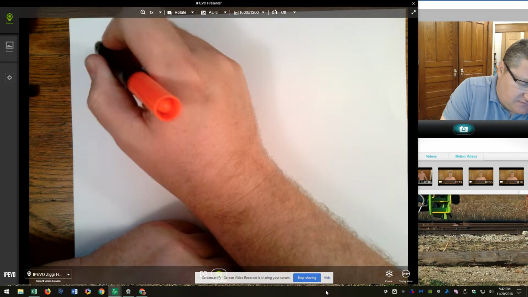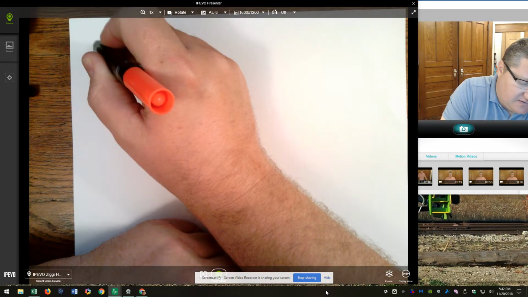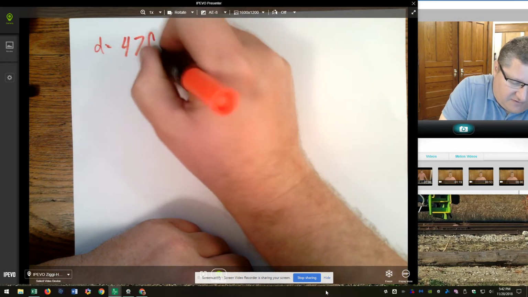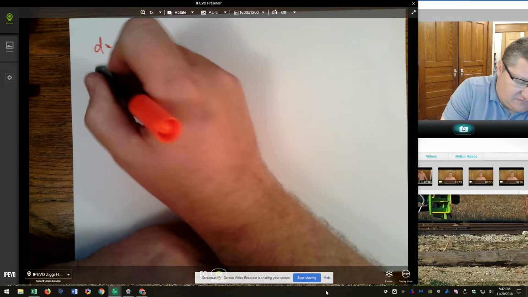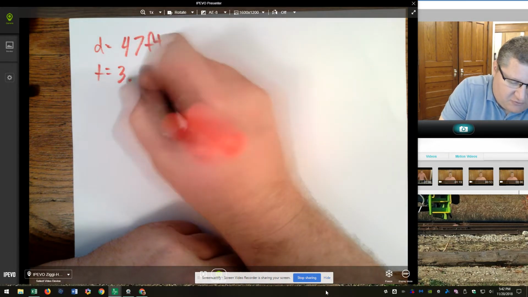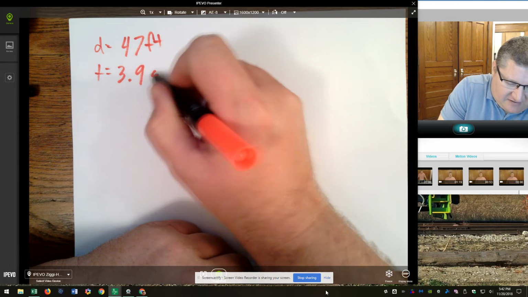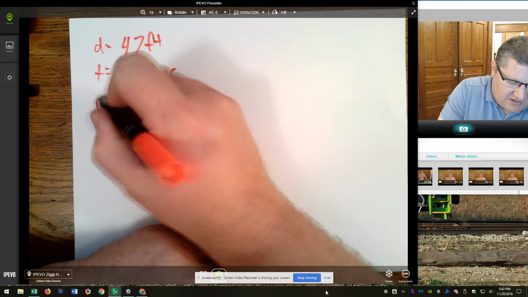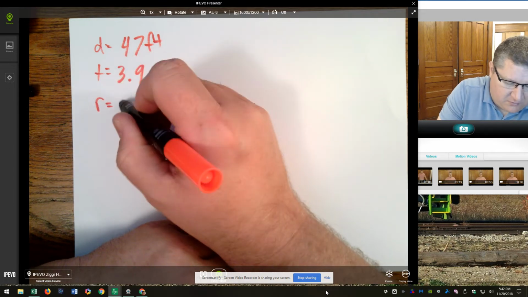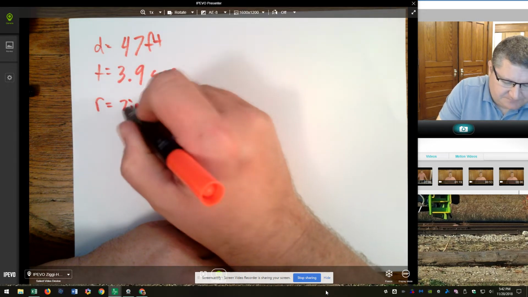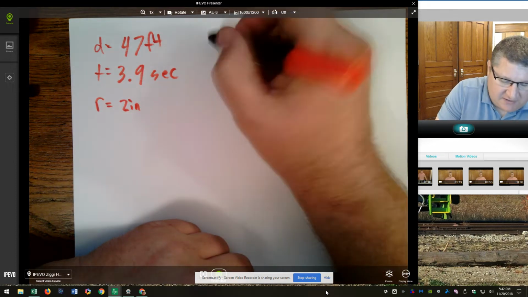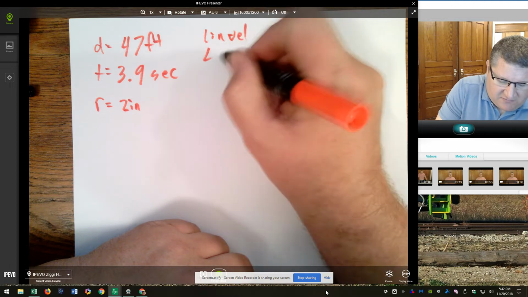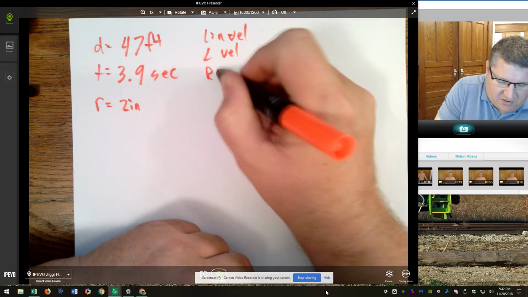Let's assume that we have something that is a distance of approximately 47 feet, at a time of 3.9 seconds. What we want to do is use that information, using the tape measure that we had, which had a radius for the spool of 2 inches. And we want to find linear velocity, angular velocity, and RPM.